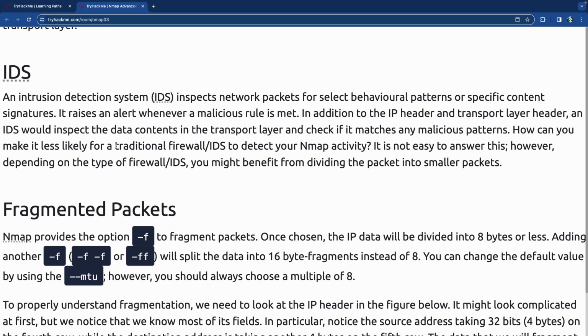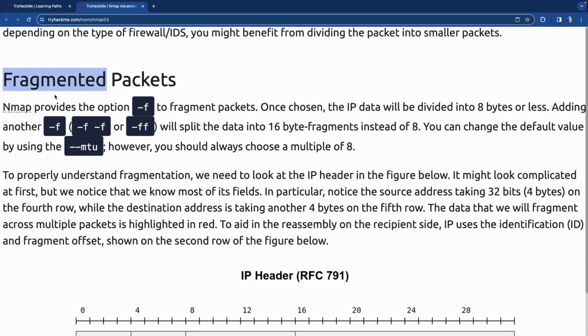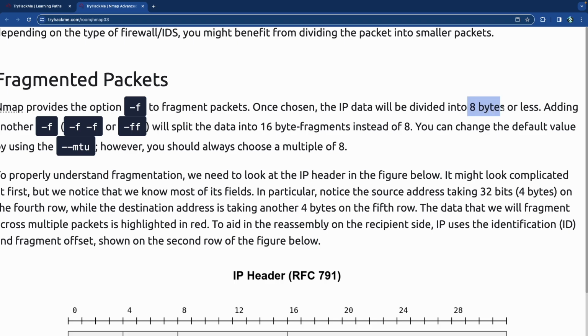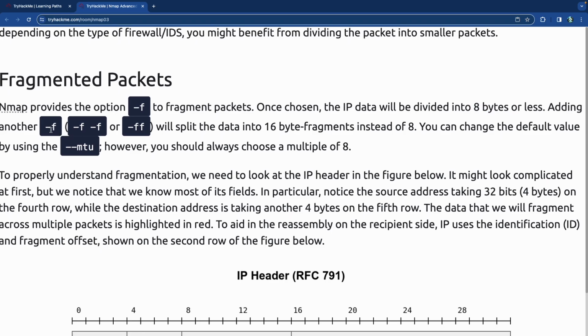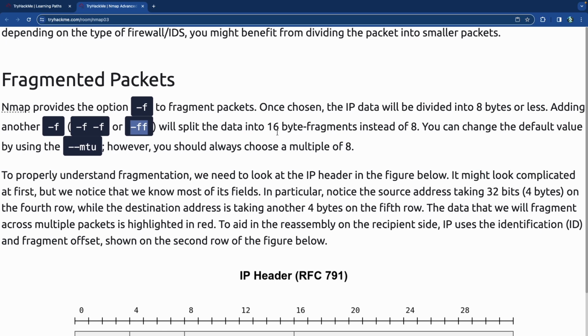How can you make it less likely for a traditional firewall or IDS to detect your Nmap activity? It is not easy to answer this. However, depending on the type of firewall or IDS, you might benefit from dividing the packet into smaller packets, which comes down to fragmented packets. So -f, lowercase f, fragments packets. Once chosen, the IP data will be divided into 8 bytes or less. Adding another f, either like this or just putting them right next to each other, will split the data into 16 fragments instead of 8. And then for each one that you add, essentially you would add another 8.